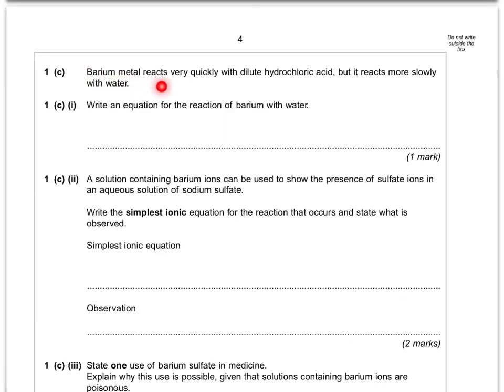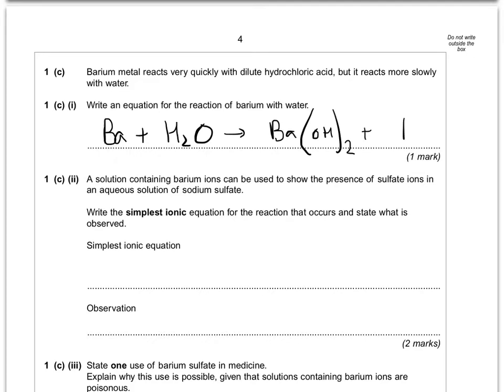So the barium metal reacts very quickly with dilute hydrochloric acid, but reacts more slowly with water. Write an equation for the reaction of barium with water. It's not with steam, so barium oxide is not made. With water, it's barium hydroxide. I think this came up in your last mock actually, so hopefully you've revised what barium hydroxide was. Remember, it's 2 OHs for the Ba, and hydrogen as well is formed. And then to balance that, you need 2 waters.